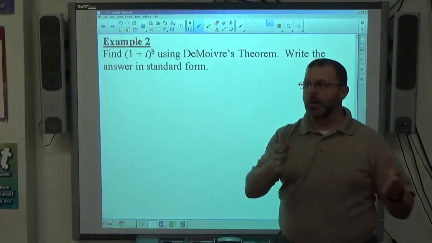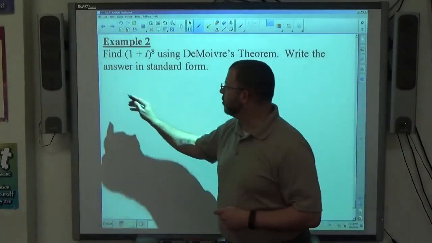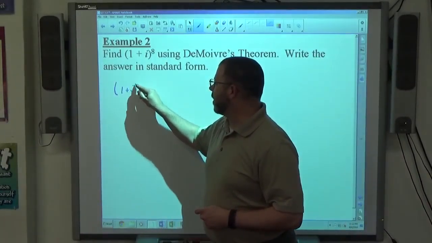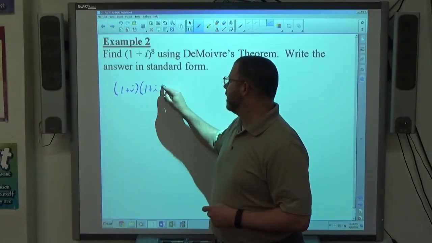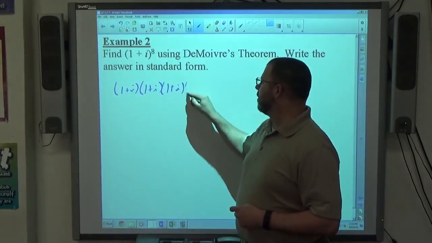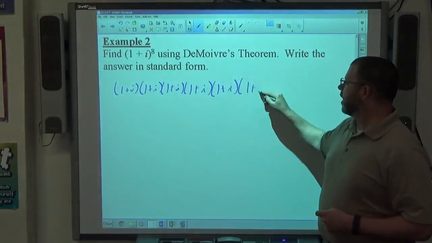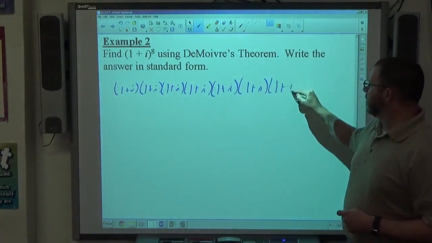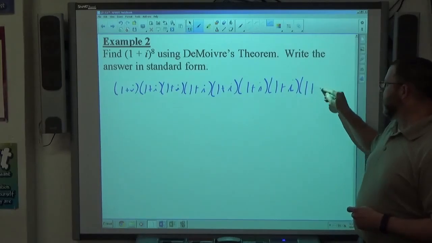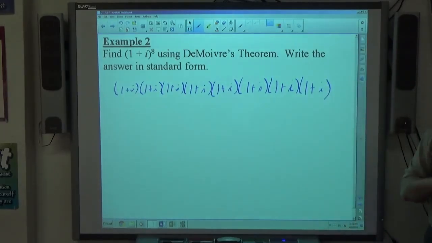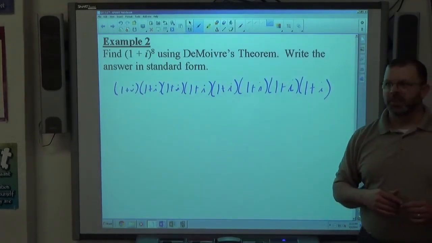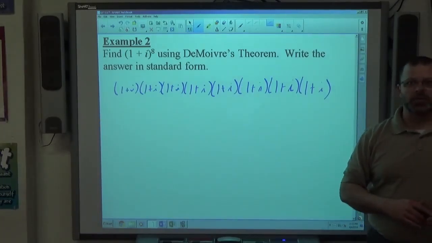If I'm doing this the way we already know how to multiply complex numbers, it's (1 + i), don't write this down, times (1 + i), times (1 + i), and so on, eight times. FOIL each one, then multiply the FOILed things together, and then I think you have to FOIL even one more time, and eventually you get all the answers down to this nice pretty answer. Okay, that's how we would have to do it without DeMoivre's theorem.